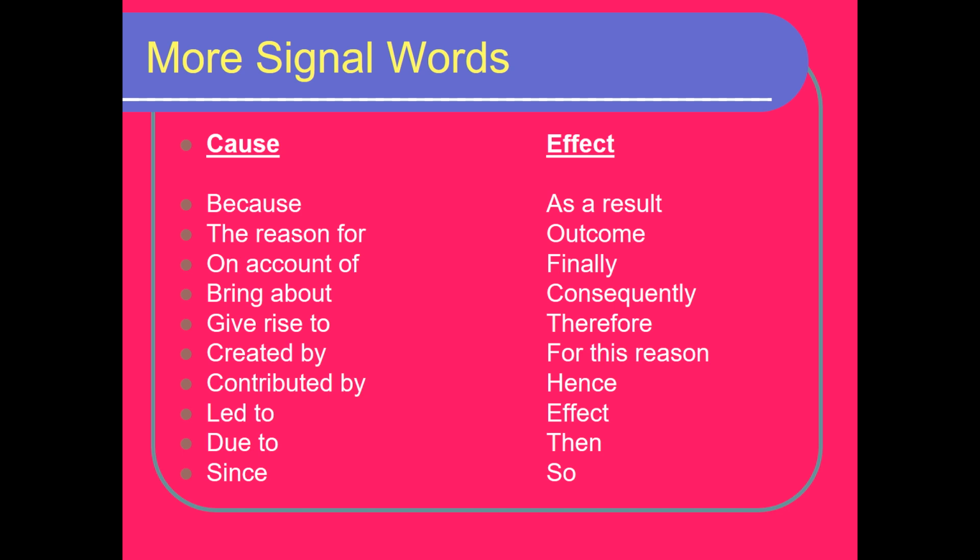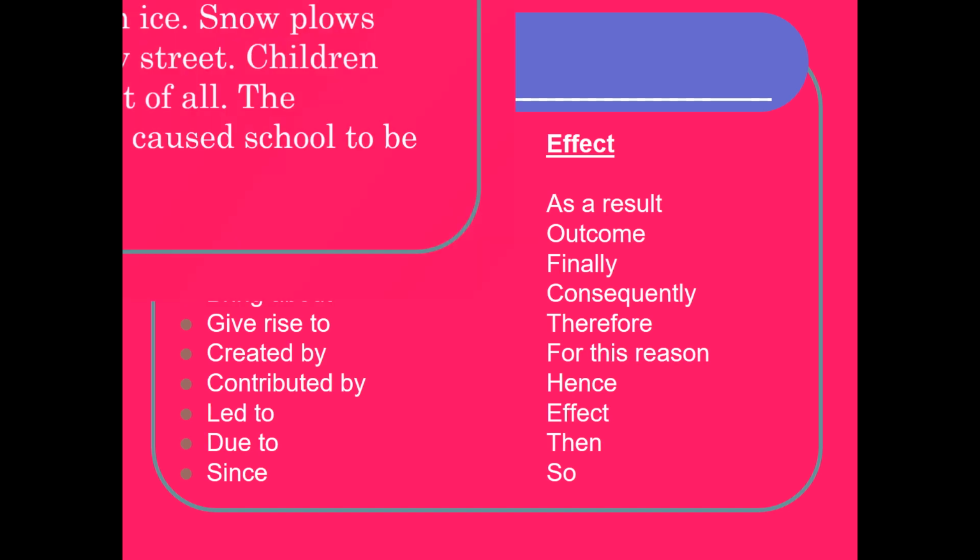The words that the author may give to show you that an event is an effect, which means it's happening because of another event, might be as a result, outcome, finally, consequently, therefore, for this reason, hence, effect, then, so. So as we go through this lesson today, I want you to look for some of these clue words, these signal words that are showing you this cause and effect relationship, how one thing affects another thing.